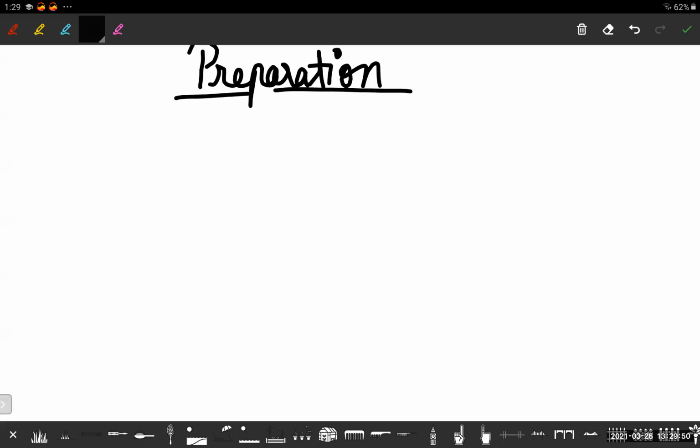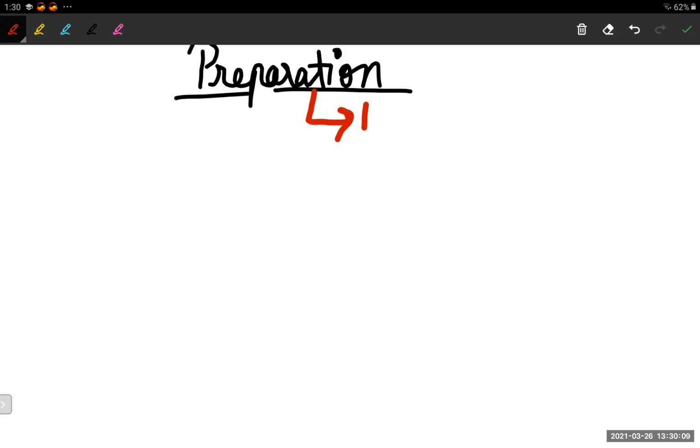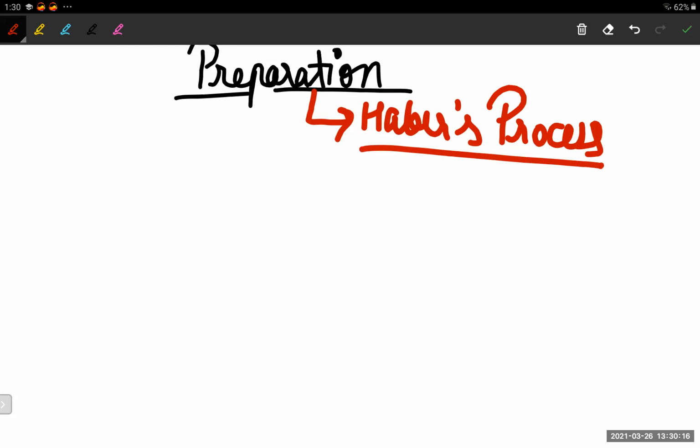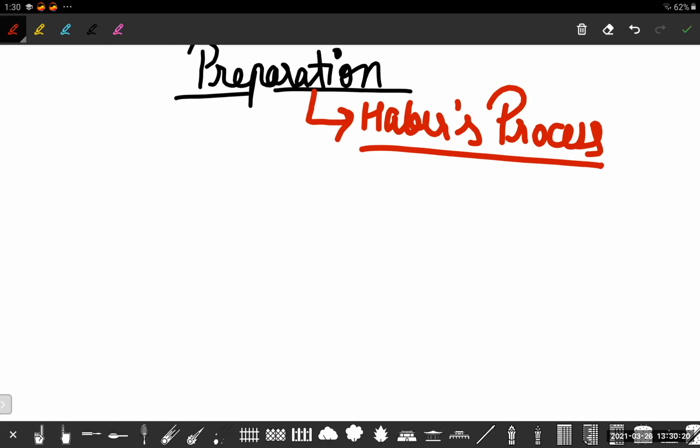So students, today's session we'll be talking about the industrial or the large scale or manufacturing of NH3. It's called large scale or manufacturing because we are producing it on a large scale. In the laboratory, we get only a small amount of NH3, but in the factories, we use this industrial method. And this method, which we are going to study today, is known as Haber's process. It's named after the scientist who discovered this. So Haber was the scientist who discovered this process.